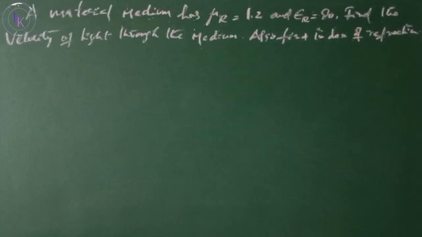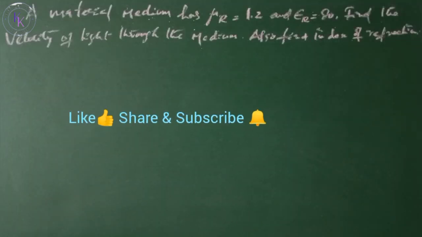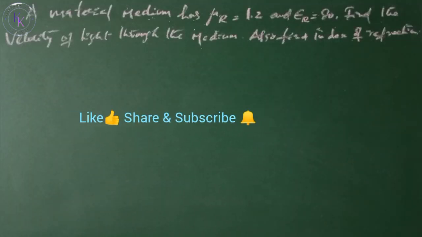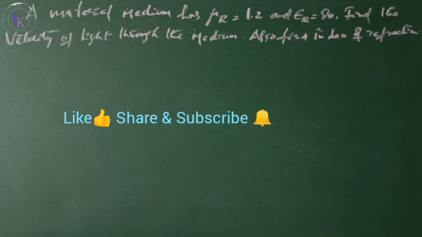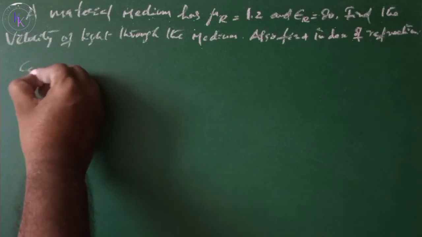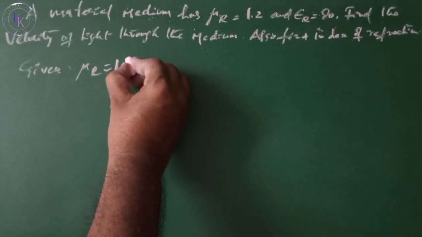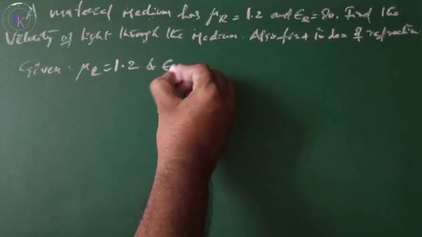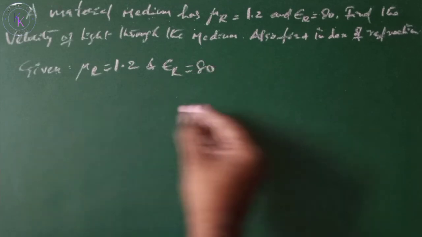Let us solve one more problem. A material medium has mu r equals 1.2 and epsilon r equals 80. Find the velocity of light through the medium. Also find the index of refraction. So given mu r equals 1.2 and epsilon r equals 80. We need to find out the velocity.